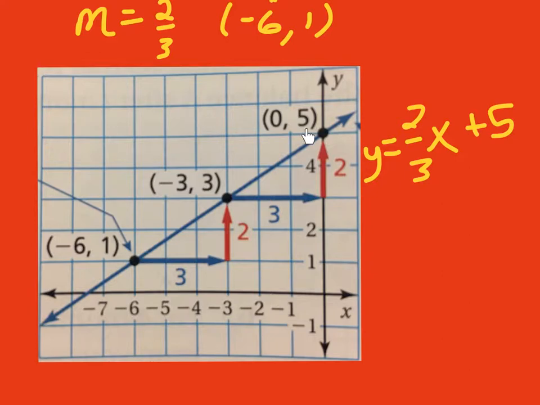So now we need to take what we know and write this in slope-intercept form, which I've already done for us right here. We found that our y-intercept is 5, and we know that our slope is 2 over 3, so my only thing left to do is put it into slope-intercept form: y equals our slope, 2 over 3 x, plus our y-intercept, 5.